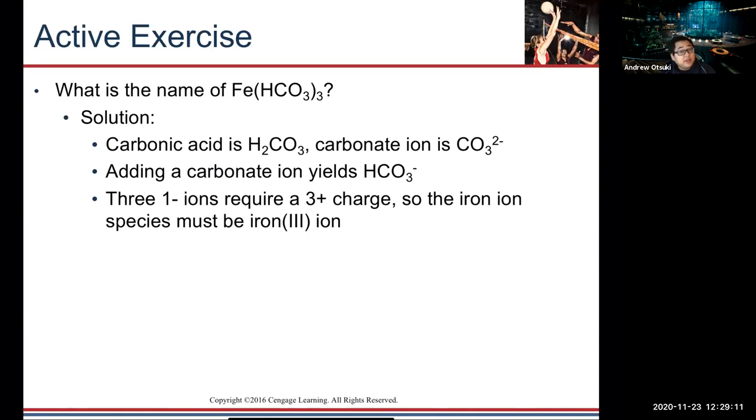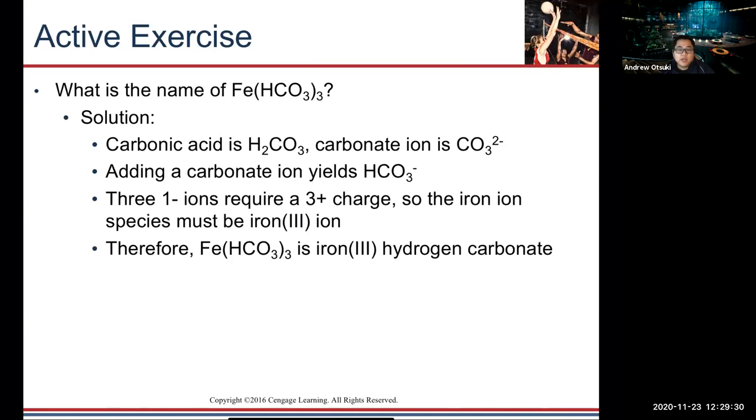So there are 3 of these -1 hydrogen carbonate ions, so the total charge is 3 minus for the anion. So the iron must be a positive 3 plus. We could say it's iron(III) ion. So the full name is iron(III) hydrogen carbonate, or you could say iron(III) bicarbonate. That is also a valid name.